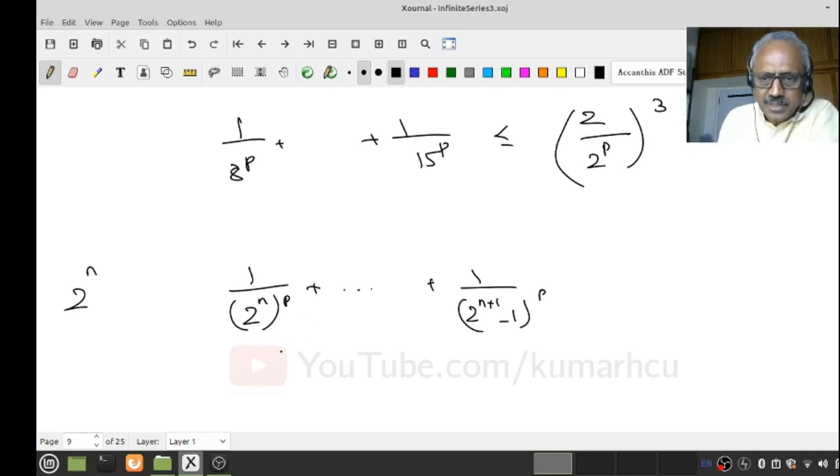So how many terms are there? There are in all 2 to the power n plus 1 minus 2 to the power n terms, since this starts with 2 to the power n and goes to 2 to the power n plus 1. That is 2 to the power n into 2 minus 1. Therefore, there are 2 to the power n terms.